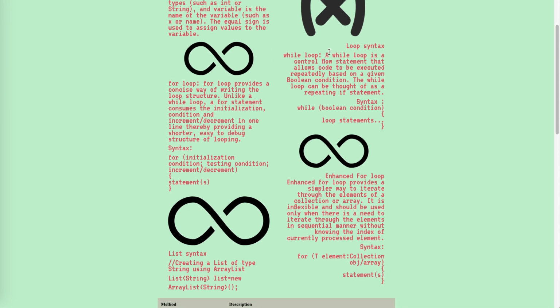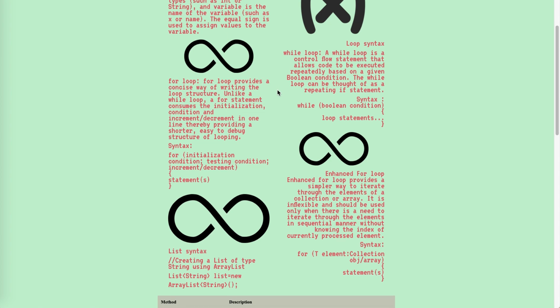Loop syntax, so there's different loops. There's while loops, for loops, enhanced for loop, which is basically a for loop but enhanced, obviously. So a while loop is a control flow statement that allows code to be executed repeatedly based on a given Boolean condition. The while loop can be thought of as a repeating if statement.